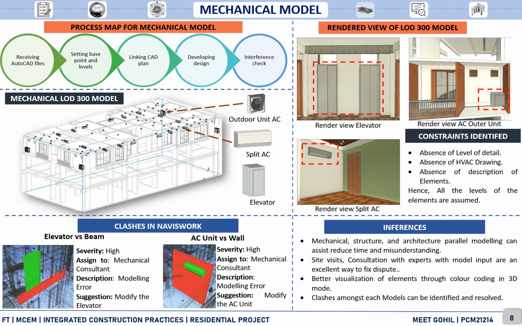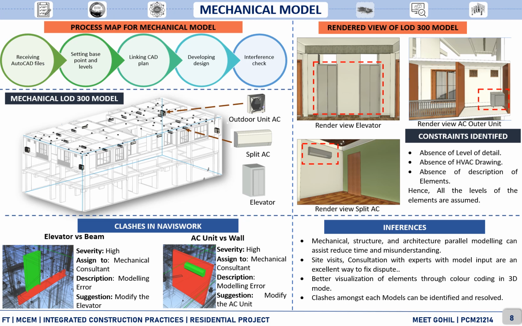On the right hand side, we have shown the rendered view of the LOD 300 model. The major constraints faced to prepare this model were absence of level of details, absence of HVAC drawings, and absence of description of the elements. Hence, all the levels of the elements are assumed. After creating the mechanical LOD 300 model, we had integrated it with other models of architecture, structural and services and concluded the clash in Navisworks, and we have shown two examples of each.